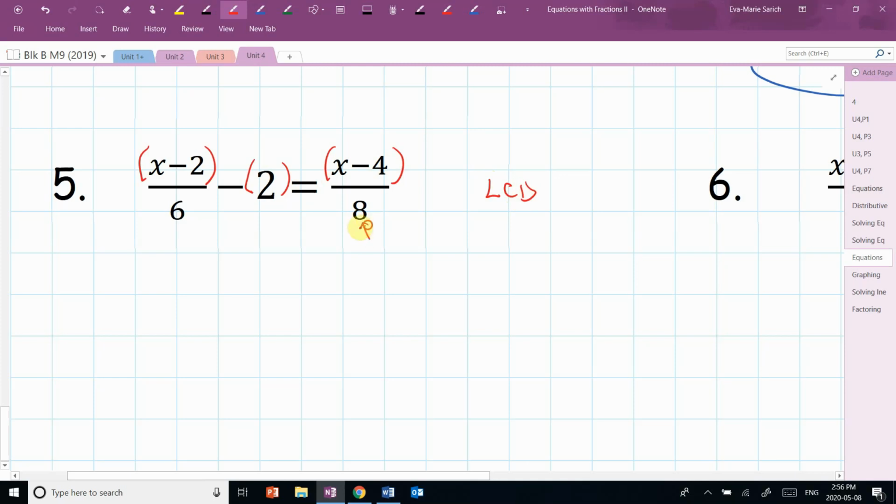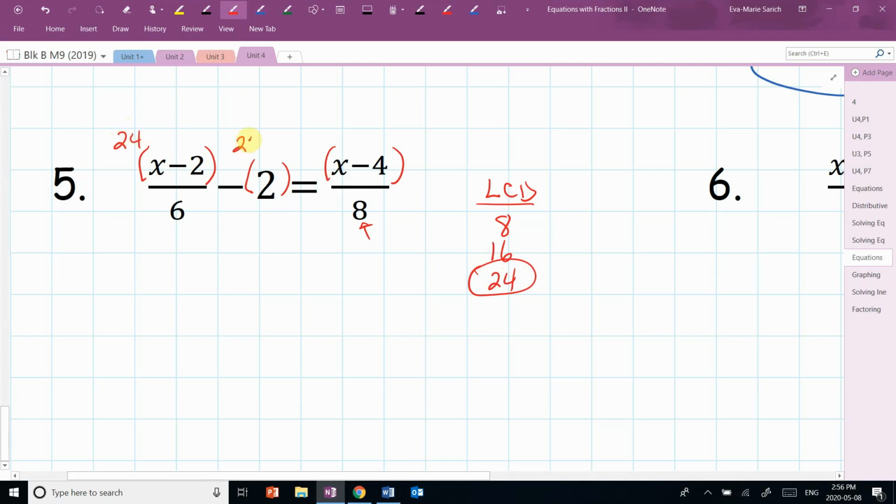So we start with our highest number, which is 8. 8 goes into 8, but 6 doesn't go into 8. So the next number would be 16. 6 doesn't go into 16, so the next number is 24, and 6 goes into 24, so there's our common denominator. So we're going to multiply each term by the lowest common denominator, which is 24.